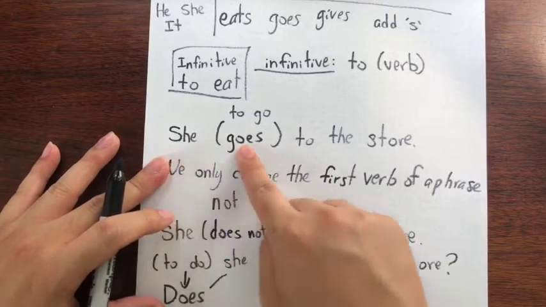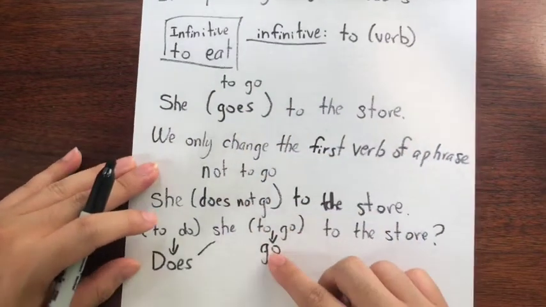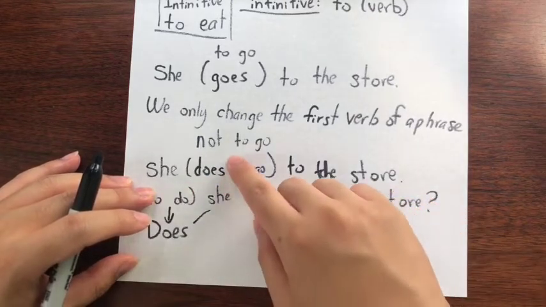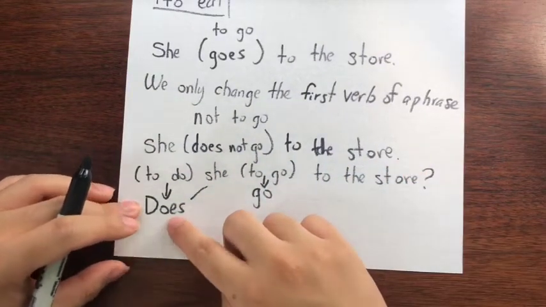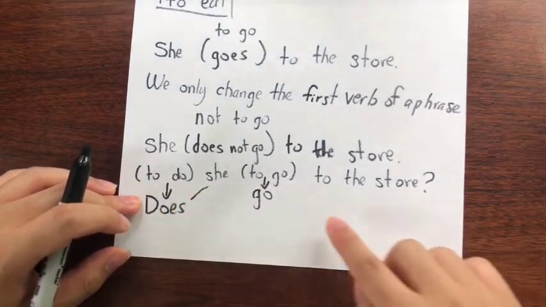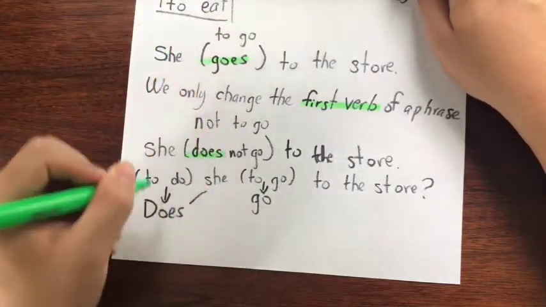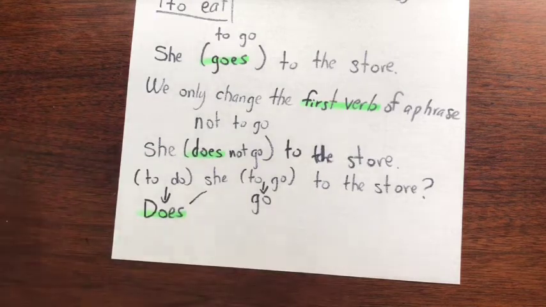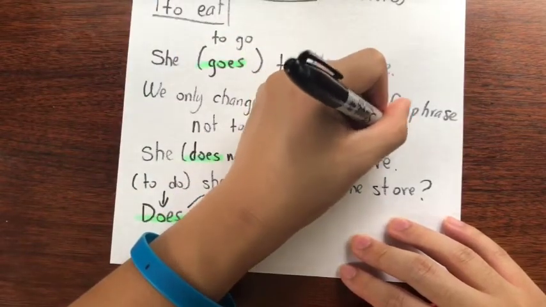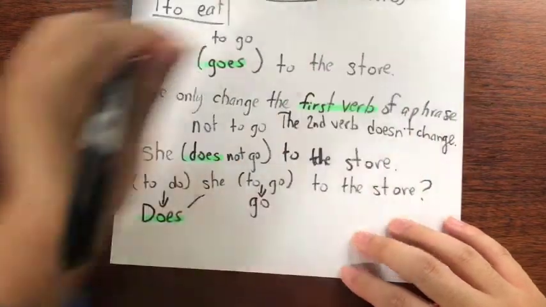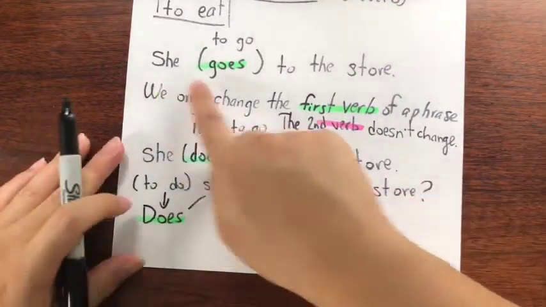If it's just a regular sentence, we say she goes to the store. We change to go to goes. If we have a negative sentence, to do becomes does. She does not go to the store. When we have a question, we start with the word do. Does she go to the store? We only change the first verb. This is the first verb. The second verb doesn't change. We only change the first verb. She goes to the store.